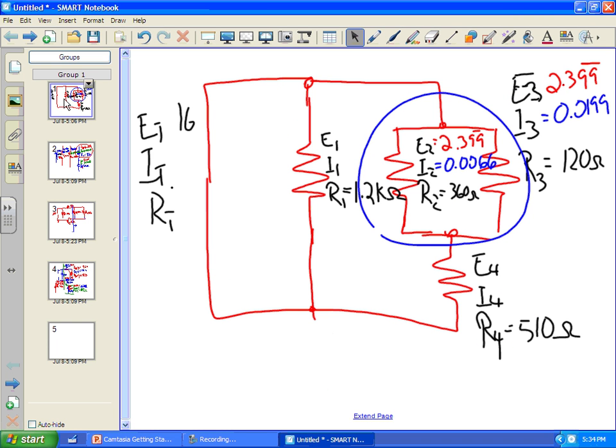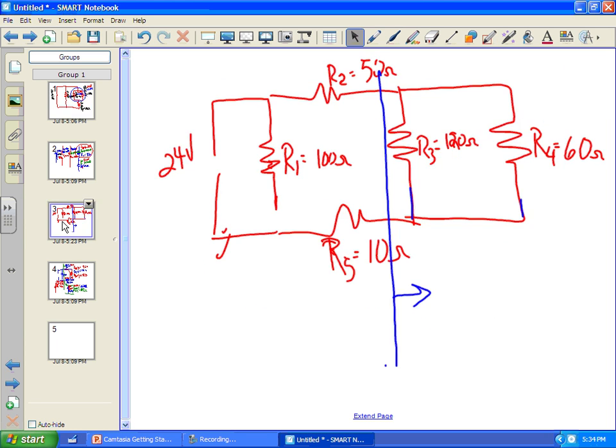We had a parallel set right there, right? 2, 3 is in parallel. Am I looking at the wrong problem? Yeah, no kidding. All right.